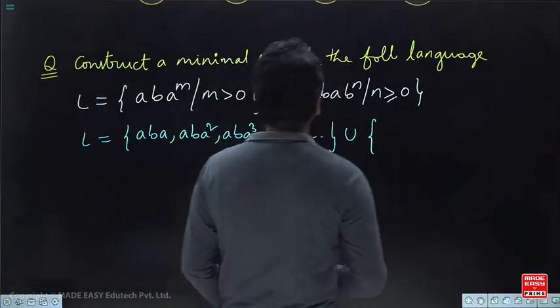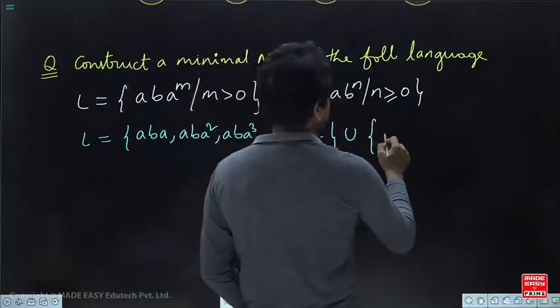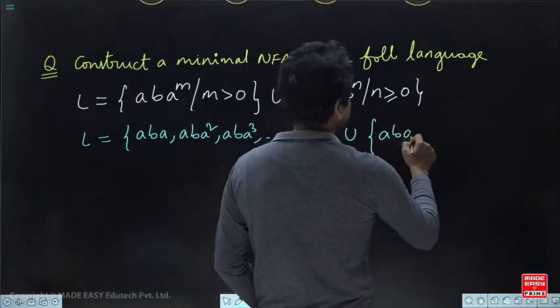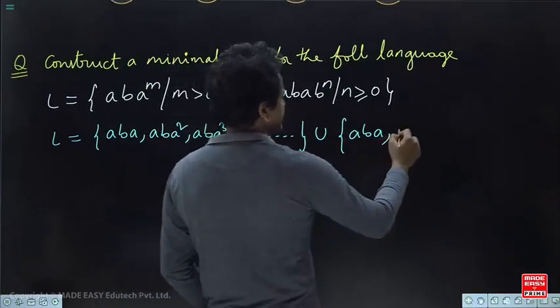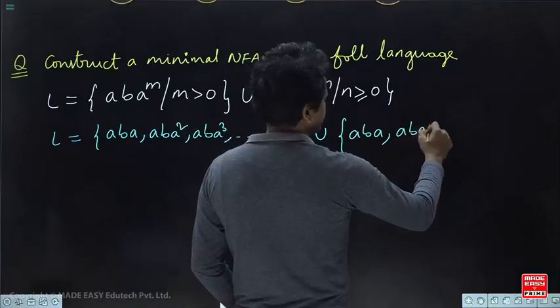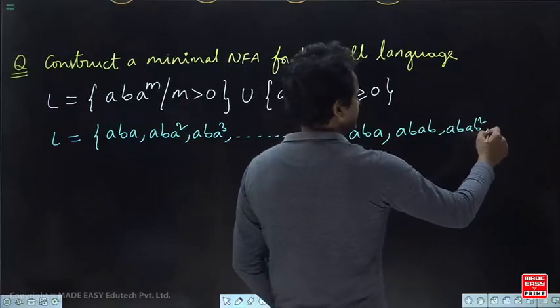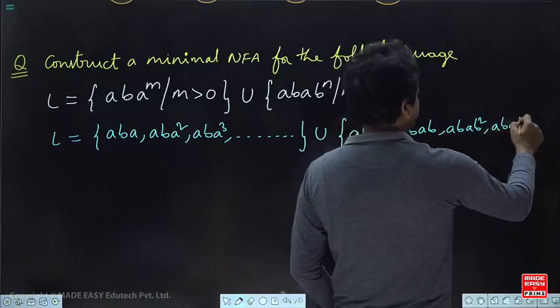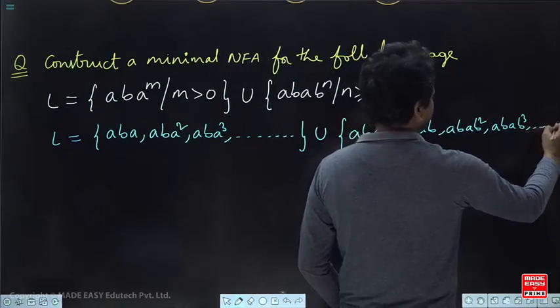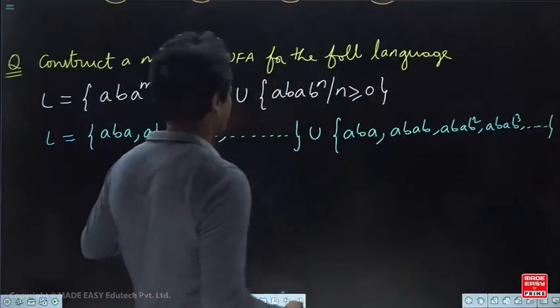Then guys, here, what is the smallest value of N? N is 0. If N is 0, ABA. If N is 1, ABAB. N is 2, ABAB square. N is 3, ABAB cube, and so on, infinite. Do you agree, guys?